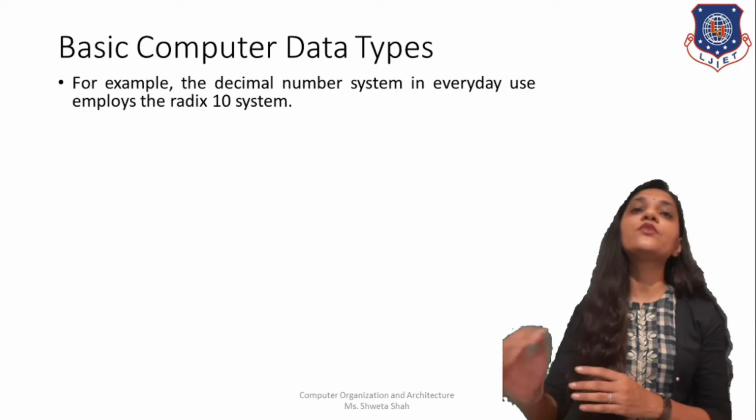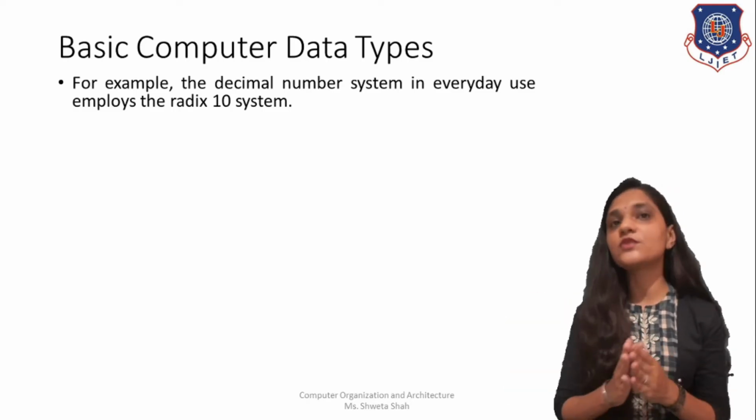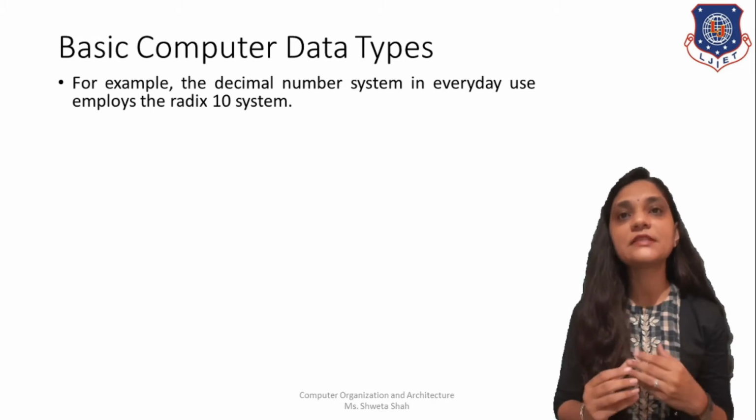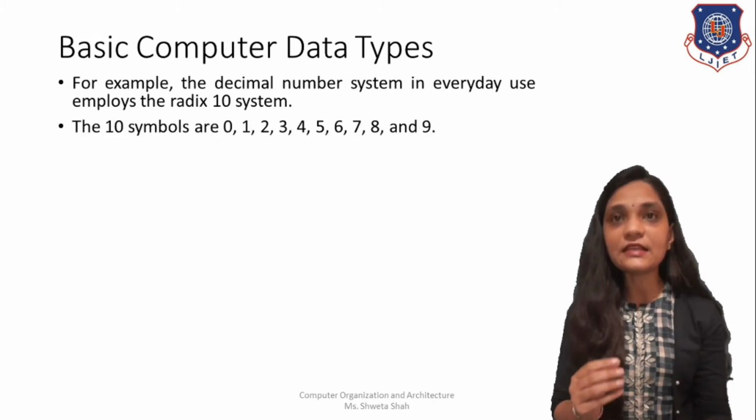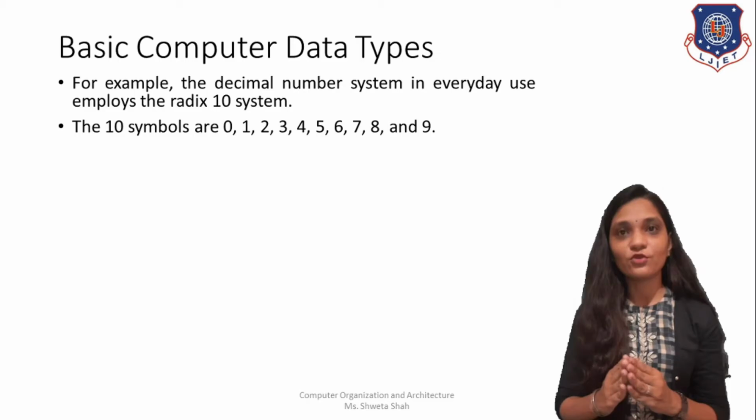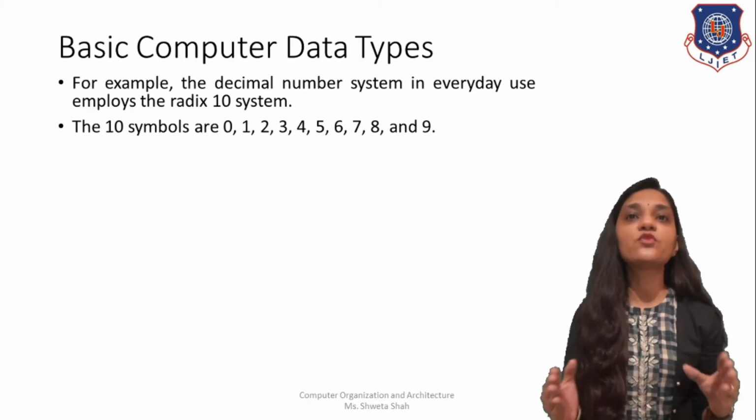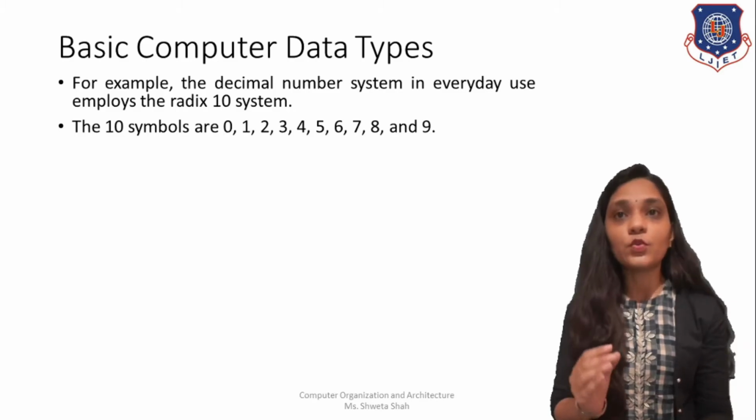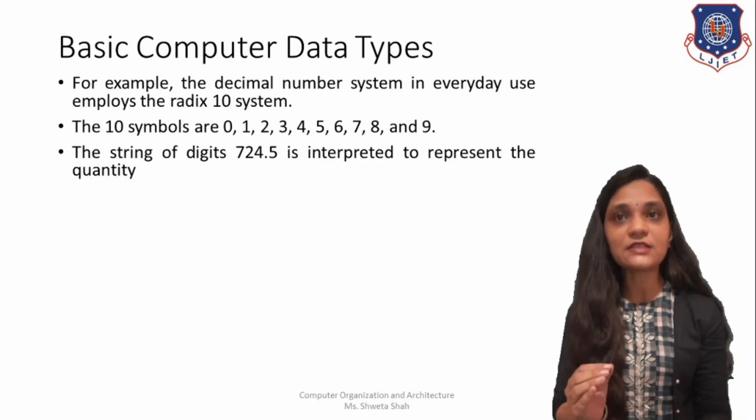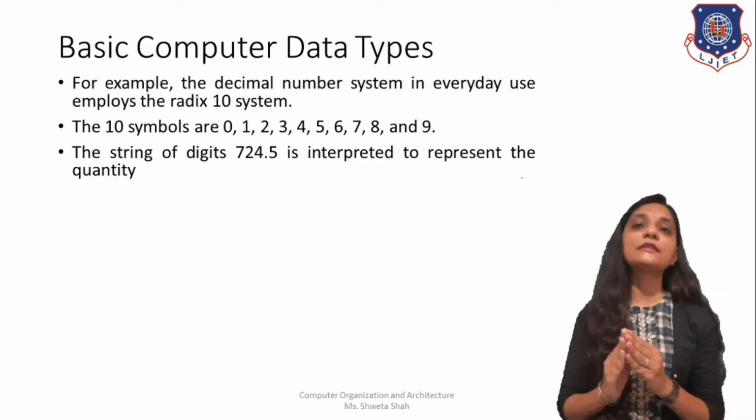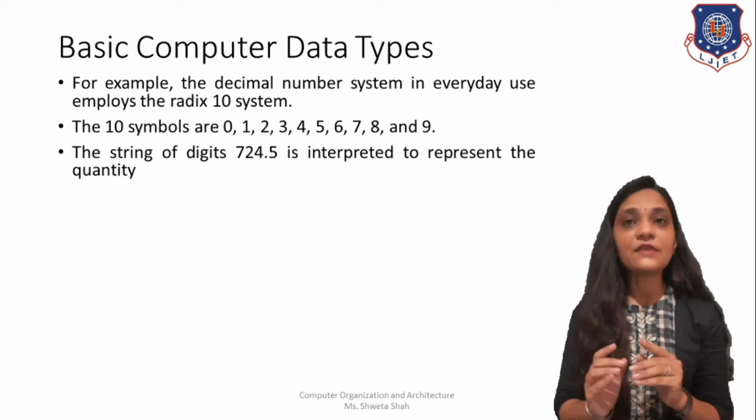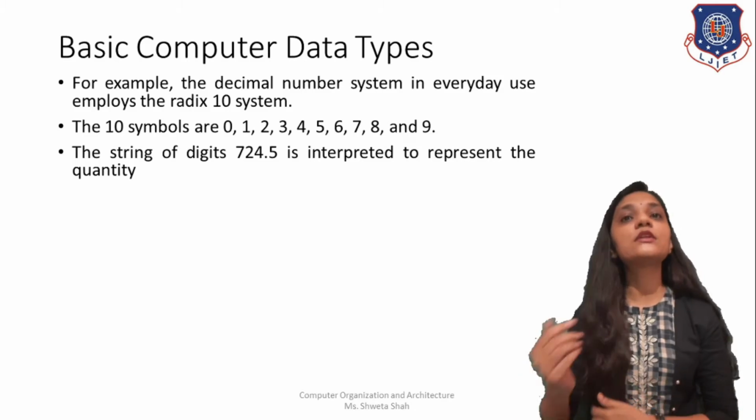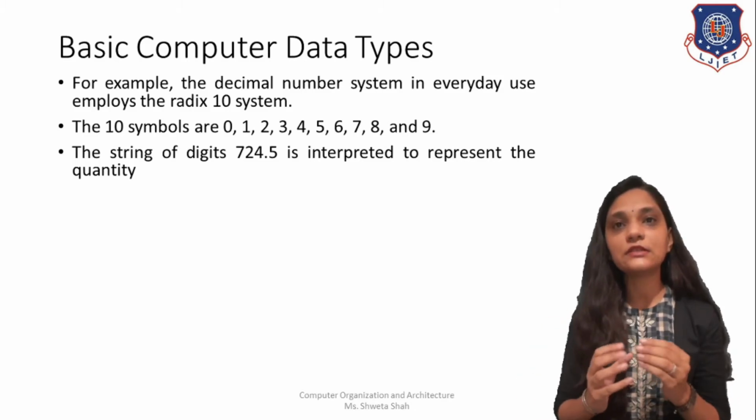For example, we have the decimal number system that we use every day, and that is radix 10, that means you can say base 10 system, and it has a total of 10 symbols: 0, 1, 2, 3, 4, 5, 6, 7, 8, 9. So we have a total of 10 symbols, and if we want to represent the string 724.5, we want to find out what quantity this string represents.